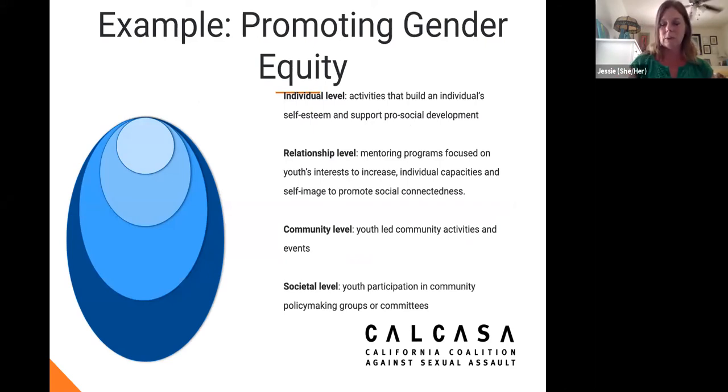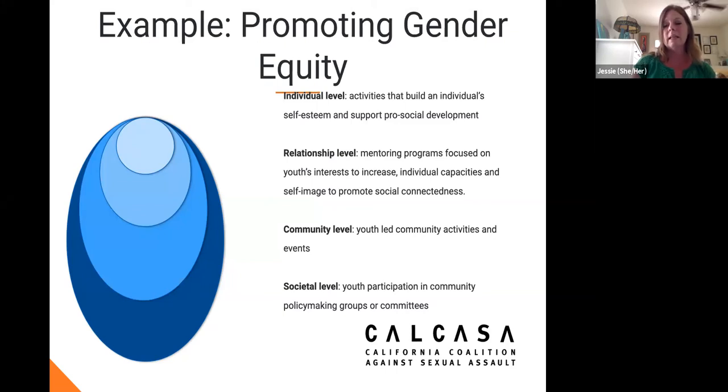And you can see these examples of how the program strategies work together to make a comprehensive prevention program focused on promoting gender equity as a prevention strategy for preventing sexual violence. So you can see on the individual level, doing activities that build an individual's self-esteem, building pro-social development. On the relationship level, we see how we're working to change how people relate with one another, with their closest relationships, through mentoring to increase individual capacity, mentoring to promote social connectedness. And then on the community level, we're looking at youth-led community activities and events.